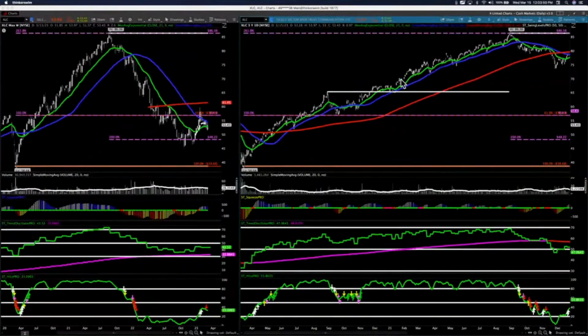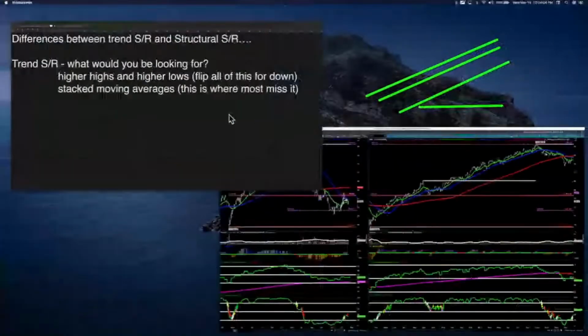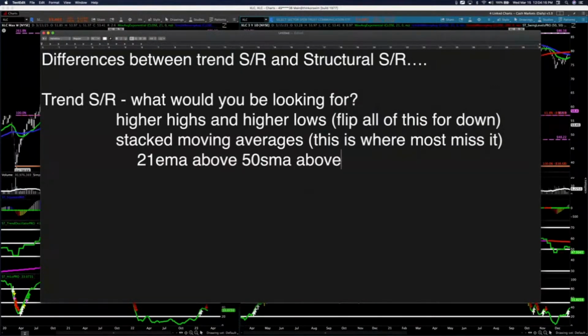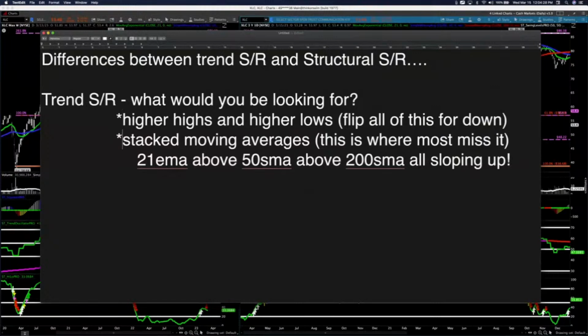The 21 is only support when it looks like this. You have to have the 21 with an angle up. You have to have the 50 with an angle up. And ideally, you have to have the 200 either with an angle up or at least flat, right? So that's what it means by stacked moving averages. Let me just add an additional point here: 21 EMA above 50 SMA above 200 SMA, all sloping up. That's important. And that's basically it. So very simple stuff.